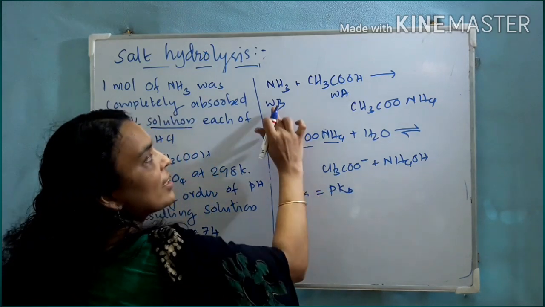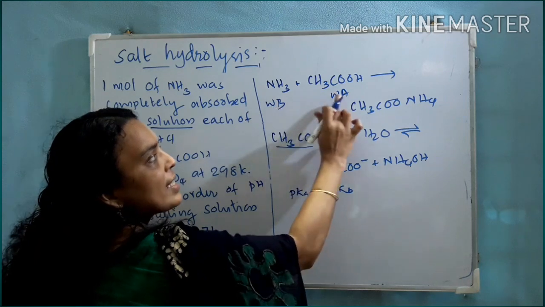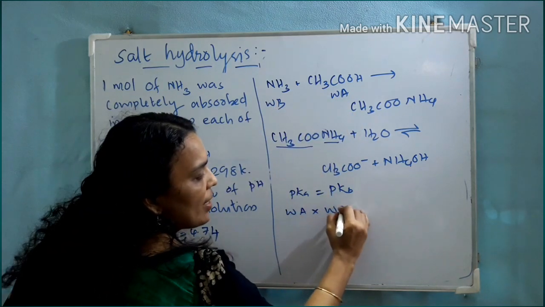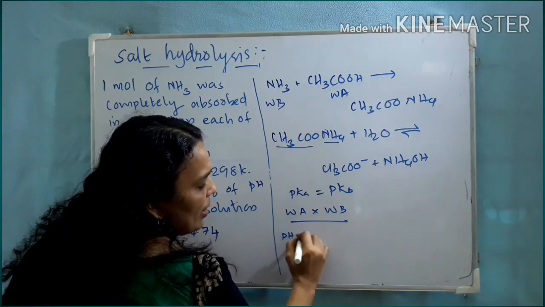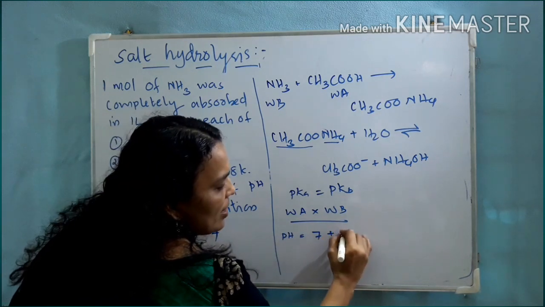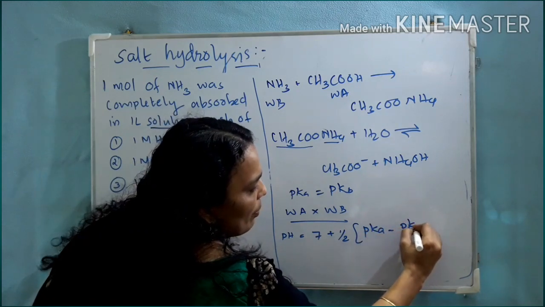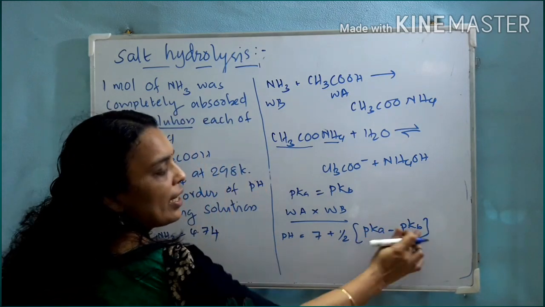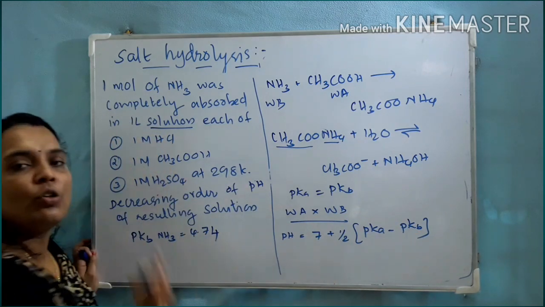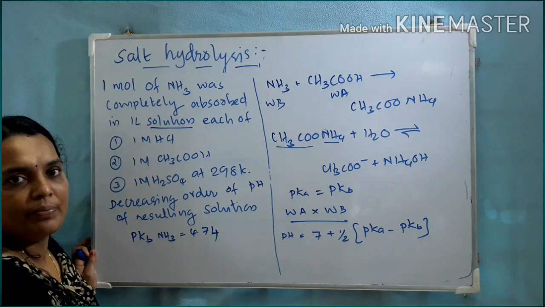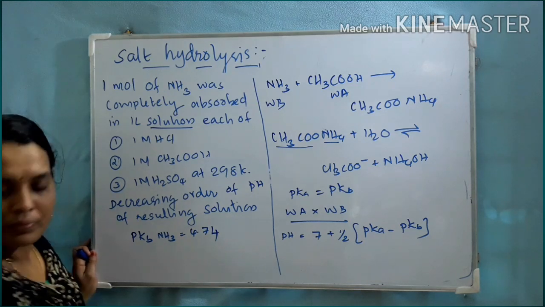So it is the case of a weak acid and weak base. So what about pH? pH is equal to 7 plus half of pKa minus pKb. So pKa is equal to pKb, so pH is equal to 7. Okay.